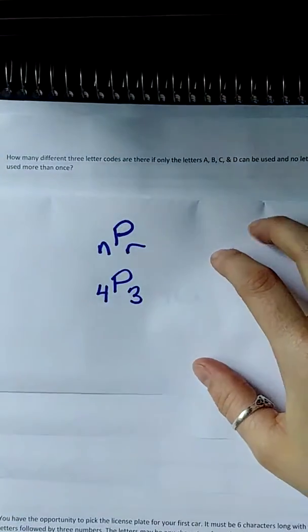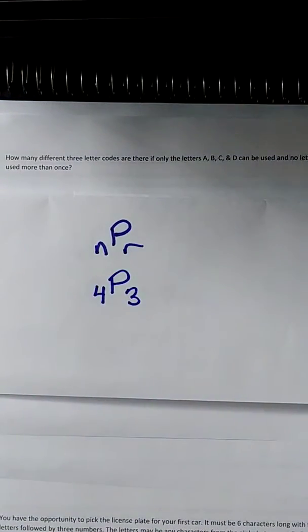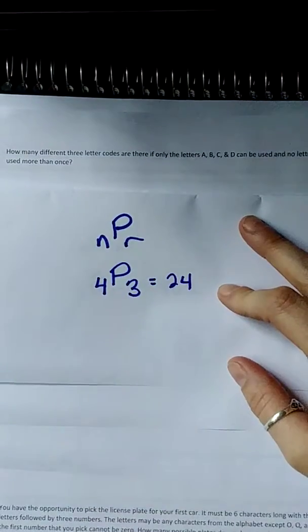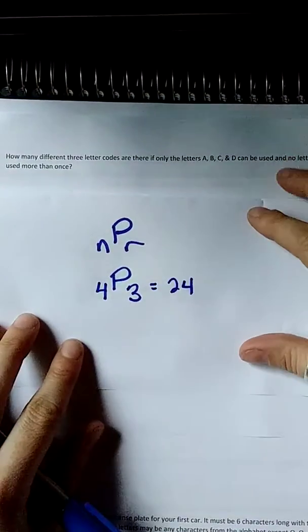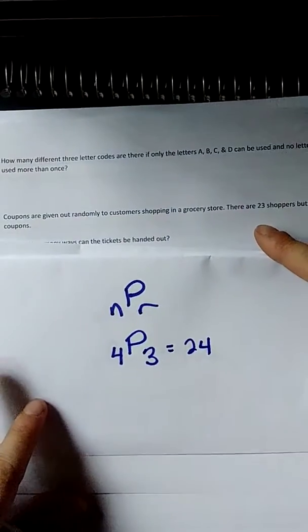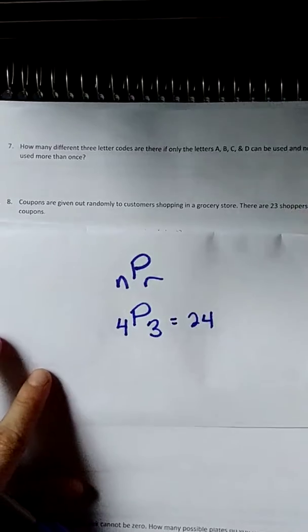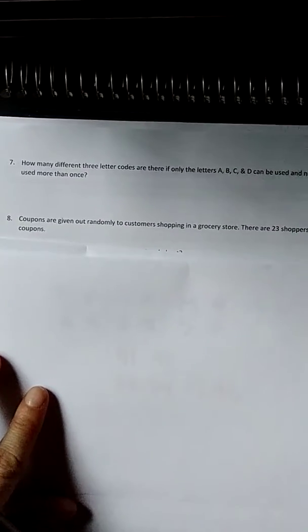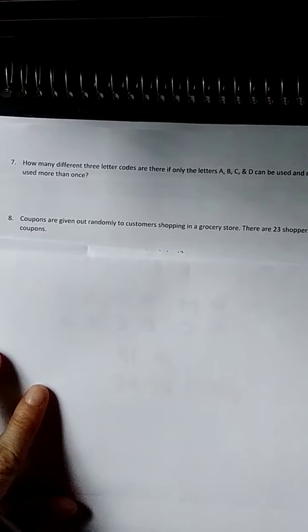So we're going to type 4P3 into our calculators, and the calculator is going to do the rest of our work here for us. 4P3 is 24. That's going to be the solution for question 7. Question 8 says that we have coupons to be given out randomly to customers shopping in a grocery store. We have 23 customers, but we only have 12 coupons.